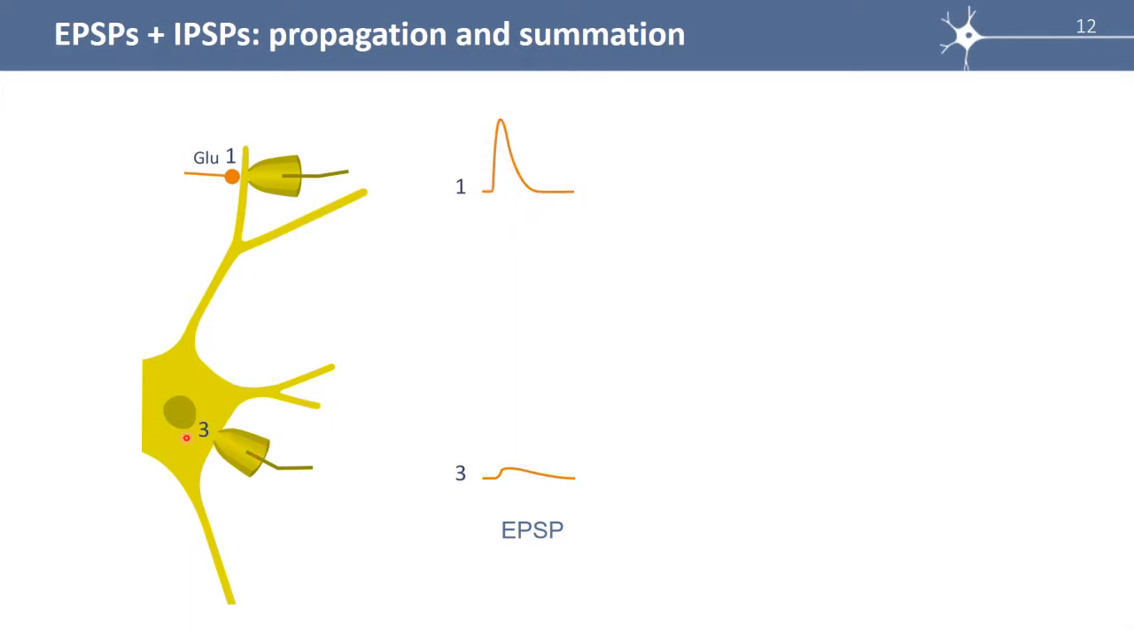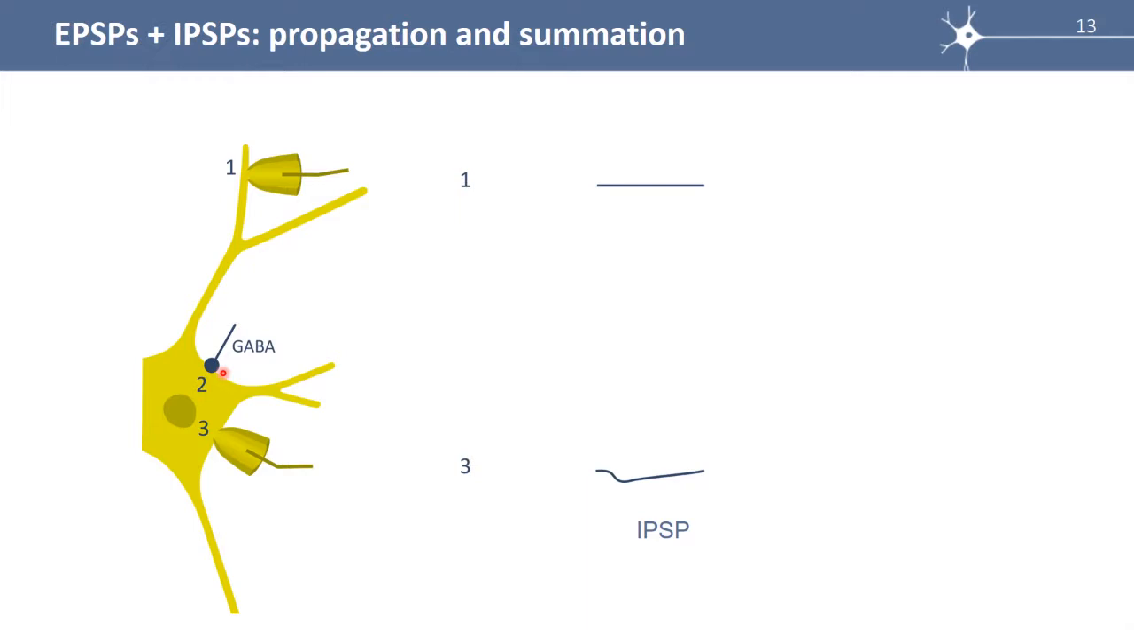At point 3 in the soma, we record in current clamp mode the ePSP once it had propagated along the dendritic branch, which is of much smaller amplitude and slower rise time. Now we have a synapse which is GABAergic at point 2. If we record it at point 1, because the propagation can go upstream, we have nearly no change of membrane potential because it is far away. If we record quite close here at the somatic point 3, we get a small hyperpolarization of the membrane.